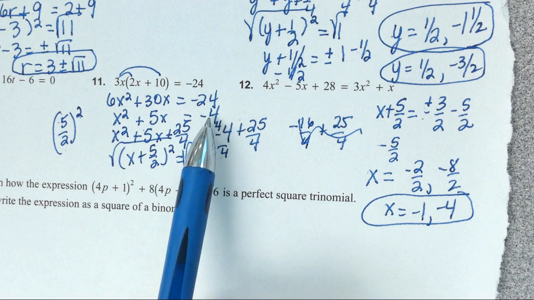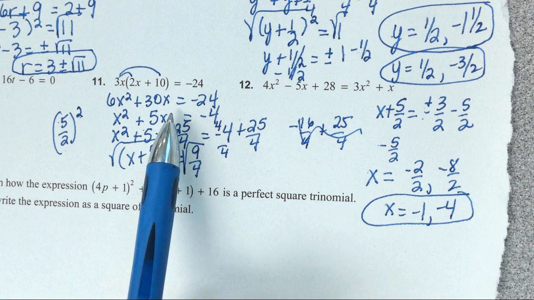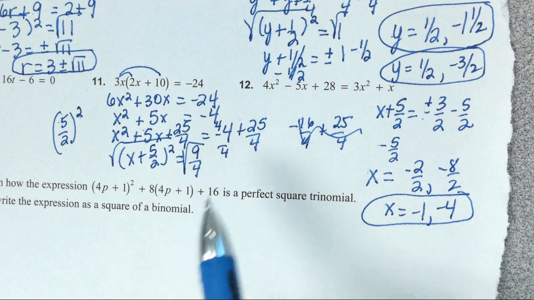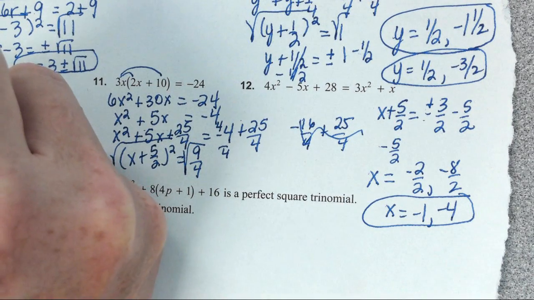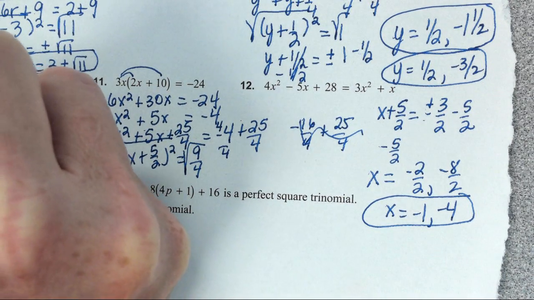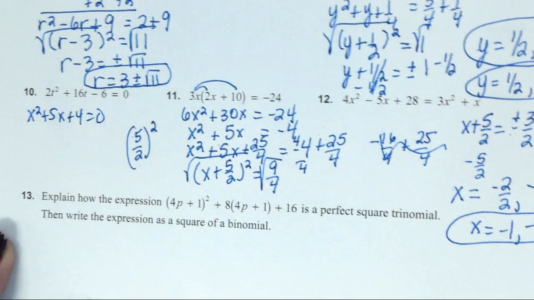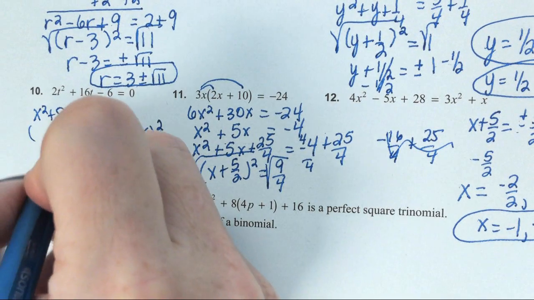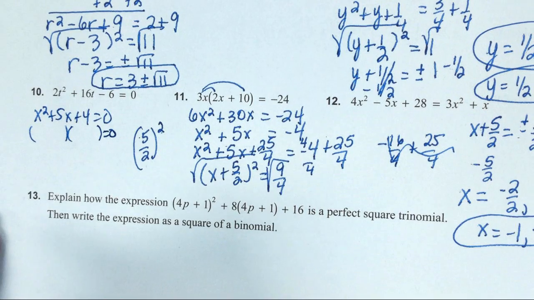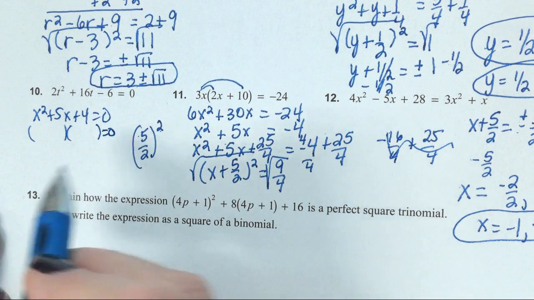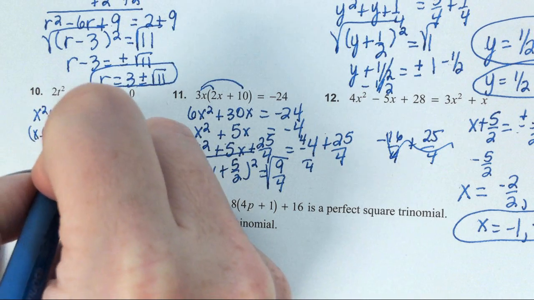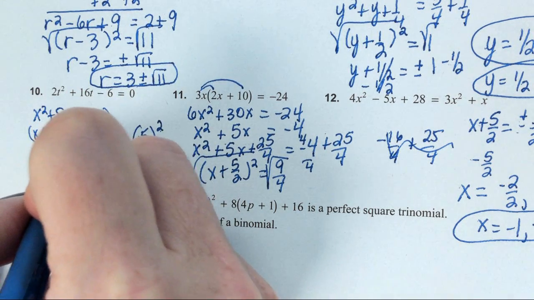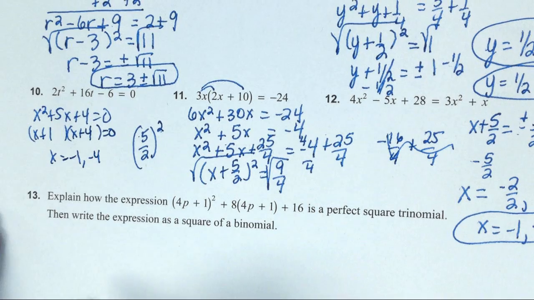Right here, can you see how if I brought that 4 over, I could have factored that? Let me just come over here. If I had just brought that 4 over, I would have had x squared plus 5x plus 4 equals 0. Look at that. How does that factor? Jake, how's that factor? Right there. Good. And see how my solutions would have been negative 1 and negative 4?